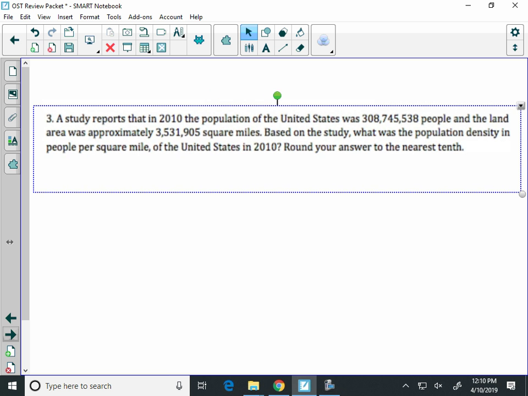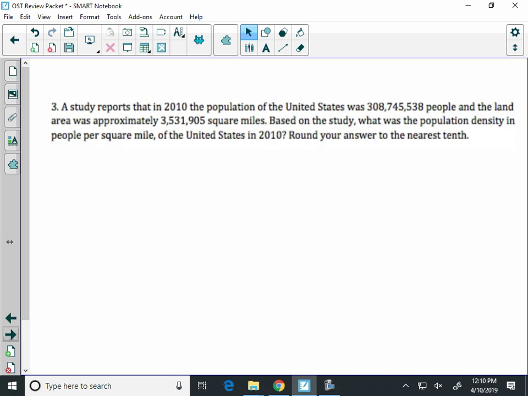If we take a look at number 3, it says a study reports in 2010 the population of the United States was 380,745,538 people, and the land area was approximately 3,531,905 square miles. Based on the study, what was the population density in people per square mile of the United States in 2010? So we want to find population density. How do we set that up? It's going to be a fraction, and you're going to end up dividing.